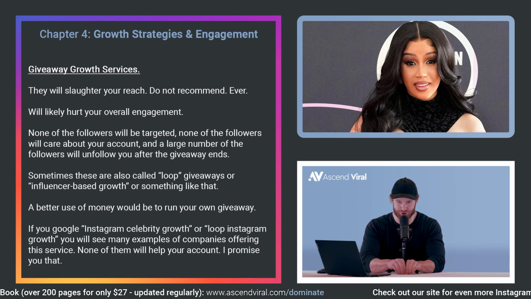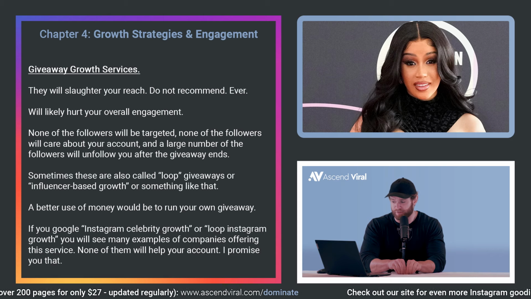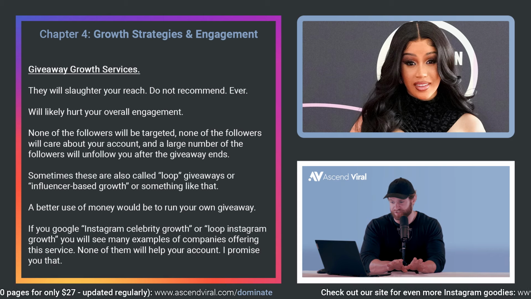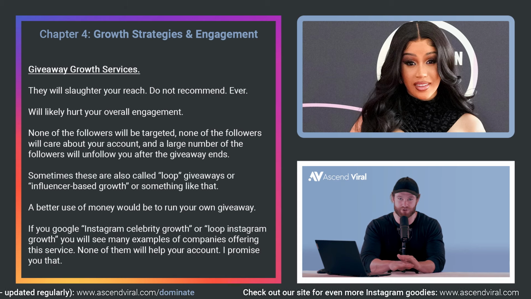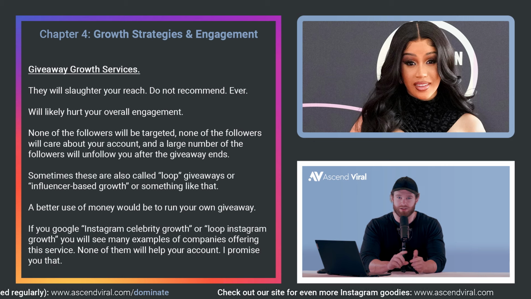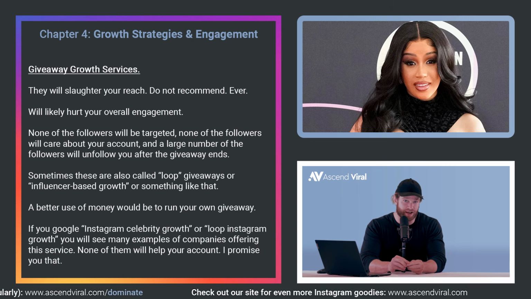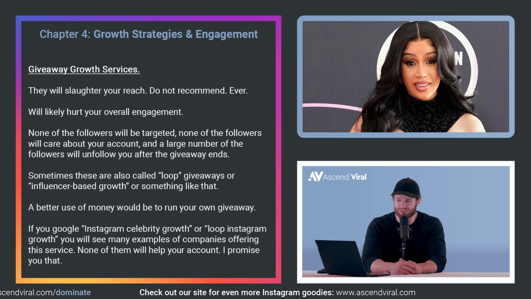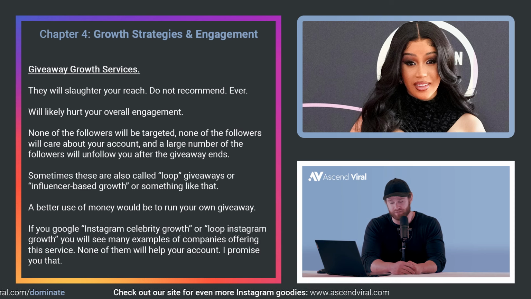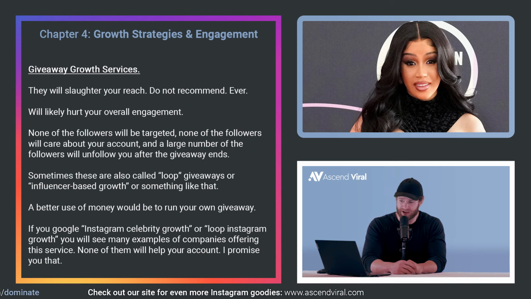It's super common. There's a lot of fraud in this specific genre of growth services, and none of the followers will be targeted. Just know that. None of the followers in these giveaway services will ever be targeted. None of these followers will ever care about your account, and a large number of followers will unfollow you after the giveaway ends. Sometimes these are called loop giveaways or influencer giveaways. Anyway, Instagram's algorithm will destroy you for using this kind of stuff.